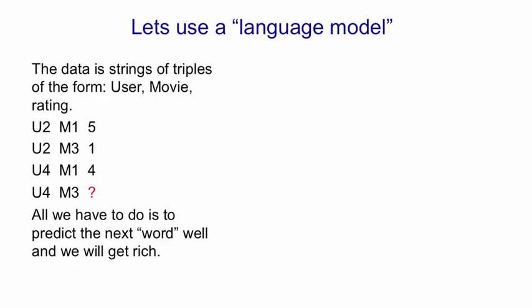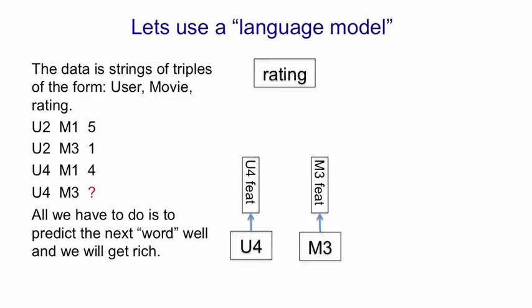So if we built a language model, what we would do is we'd convert each user into a vector of features for that user, that is, a vector that we learned, and we convert each movie into a vector of features for that movie, a vector that we learned, and from those two feature vectors, we'd try and predict the rating. Now, the obvious way to do this is to put in a big hidden layer and make the feature vectors feed into the hidden layer and then have the hidden layer predict the rating.